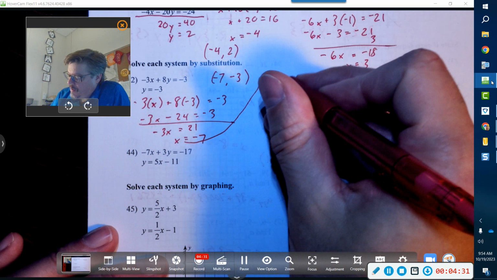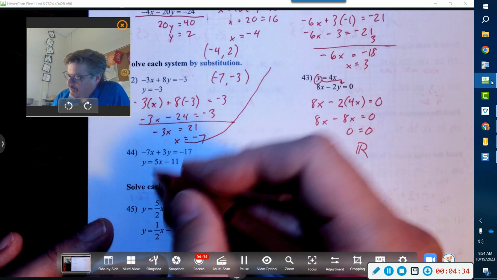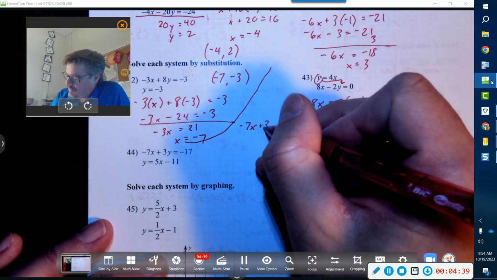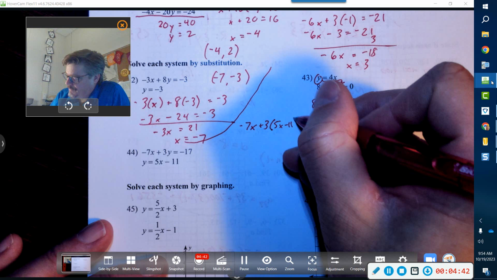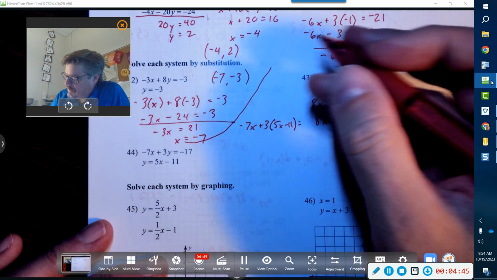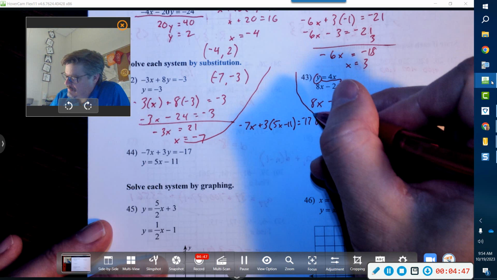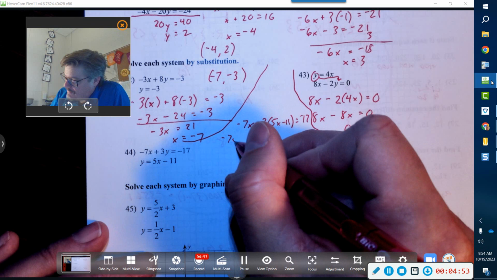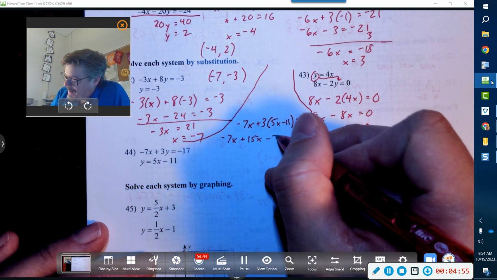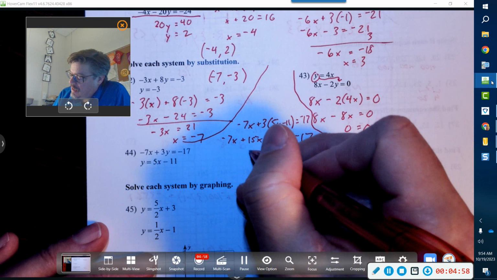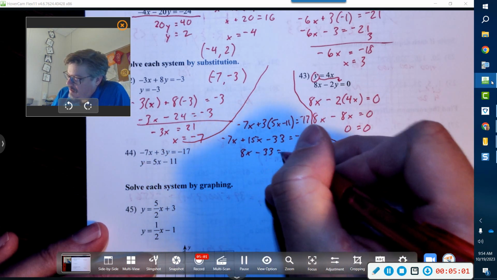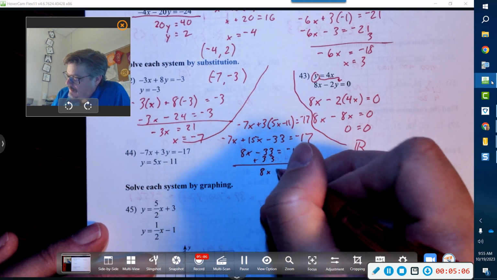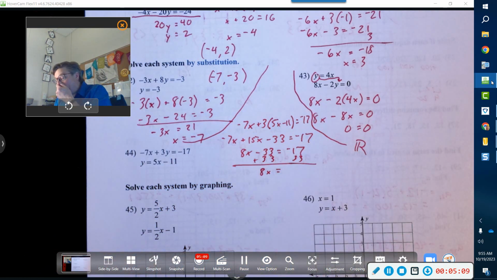All right, I'm going to draw a little bar here to separate these guys. I see y equals 5x minus 11, so negative 7x plus 3 times 5x minus 11 equals negative 17. Okay, let me just make some space here. All right, so I distribute the 3. Negative 7x plus 15x minus 33 equals negative 17. These guys get added together. Okay, I'm just going to do this carefully. Add 33. 8x equals, let's see what we got here. 16.